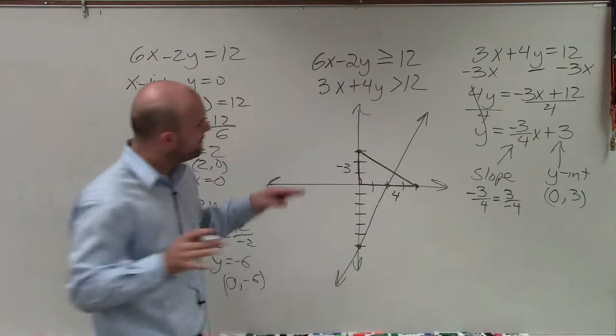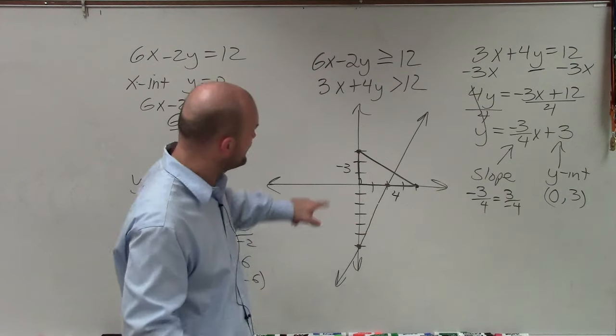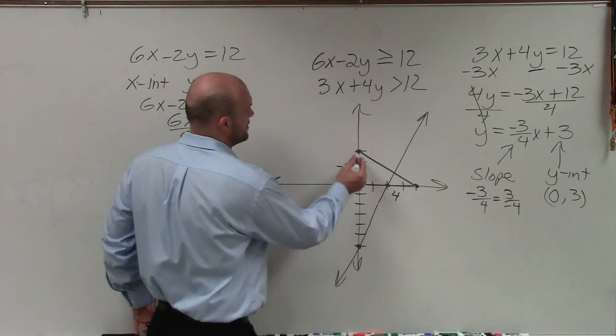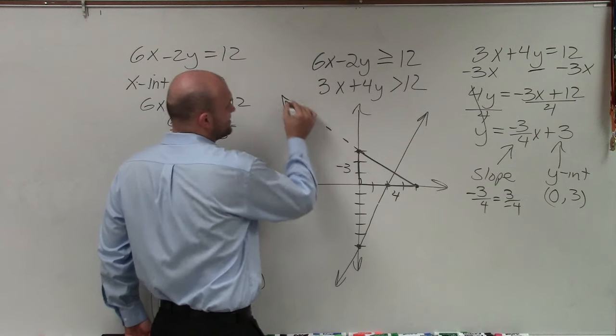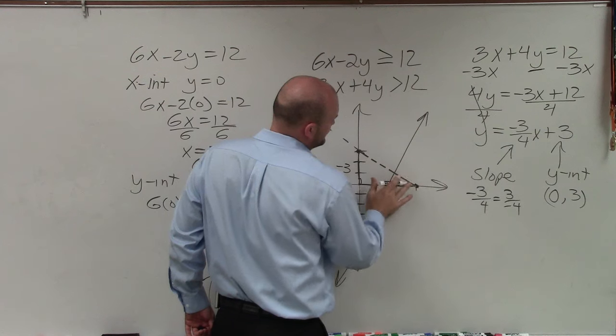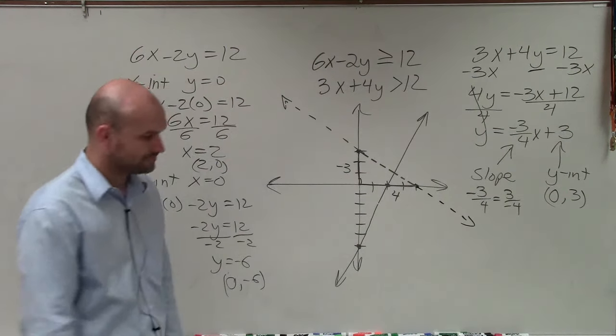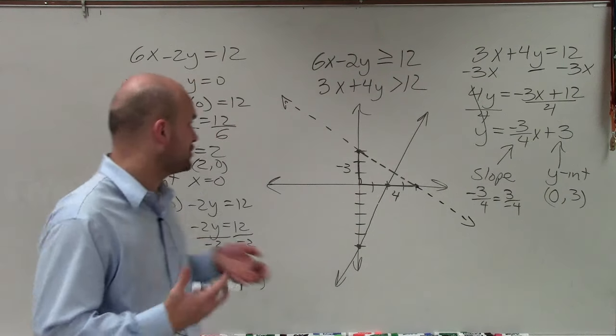As you can see, that's my little slope triangle. It makes a right angle. But it's very important to understand that this is not going to be a solid line, because our inequality symbol is greater than, not greater than or equal to. So I kept it solid for my slope triangle, but I want you to understand that this is actually a dashed line.